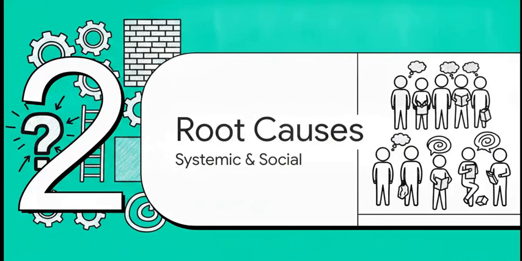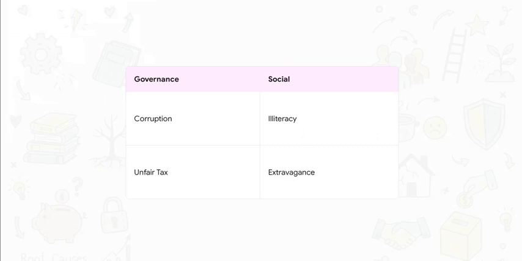Moving right along to Section 2, Root Causes of Poverty. To score highly in these exams, you must categorize your arguments logically. Don't just throw a random list of problems at the examiner. We are going to divide the root causes into 2 main buckets: systemic issues and social behaviors. A really great memory trick for this is the acronym CUIE: corruption, unfair taxes, illiteracy, and extravagance. On the governance and political side, we've got corruption, massive political instability, and an incredibly unfair taxation system. According to the sources, only about 5% of the wealthy actually pay taxes. This literally leaves the poorest citizens bearing the brunt of the economic weight.